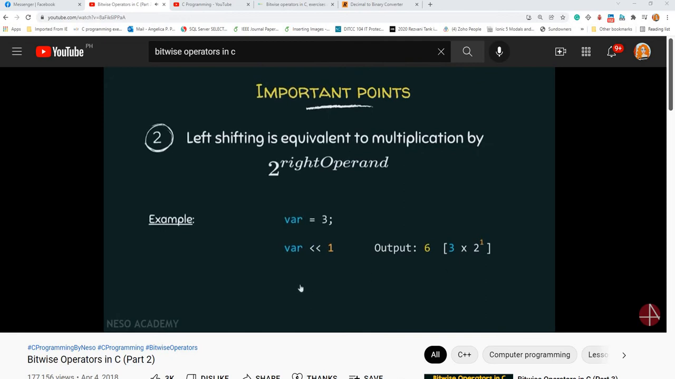Let's consider one more example. Here the value again is 3 and in this case we are trying to shift the bits of the value 3 by 4 positions towards the left. In this case 3 is multiplied by 2 raised to the power 4 because 4 is our right operand. 2 raised to the power 4 is equal to 16 and 16 multiplied with 3 is equal to 48. Therefore the final result of this particular operation is 48.